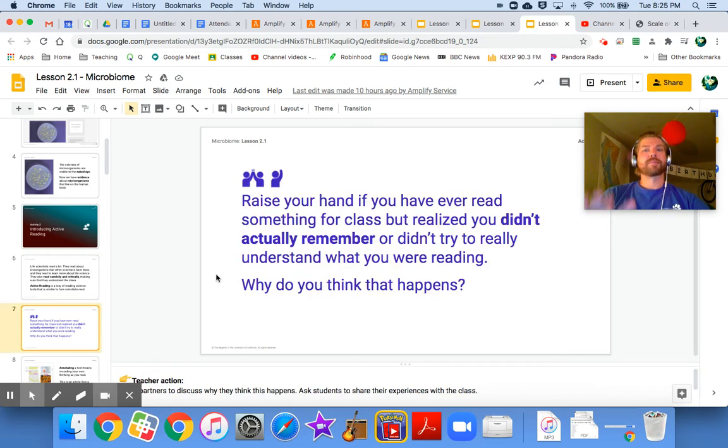So, hey, raise your hand. I know my hand is up. If you have ever read something for a class but realized you didn't actually remember or didn't try to really understand what you were reading. Yeah, right there. I can't tell you how many times I've tried to start reading something and all I can think about is the hamburger that I'm going to have for lunch. Well, active reading is hopefully a good way for us to be able to focus on what exactly we are reading.